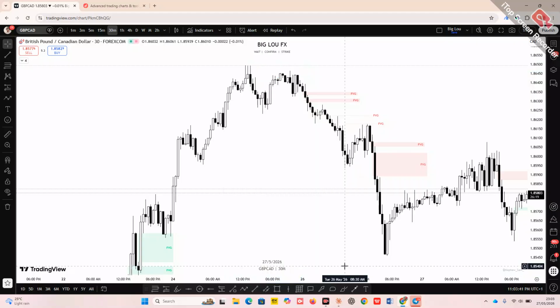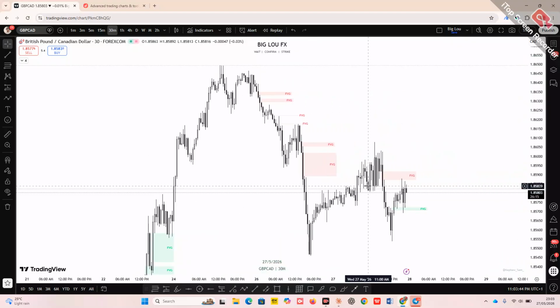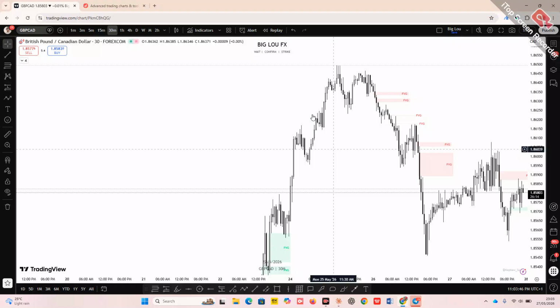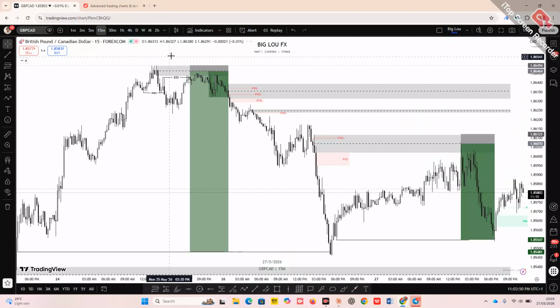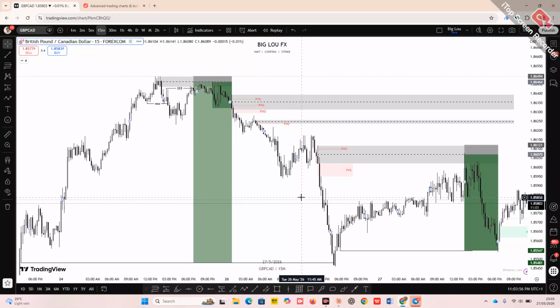So you can do that. Go to your visibility. Sorry, 30 minutes. I don't have much I drew on the 30 minutes. That's why you're not seeing anything here. But on the 15 minutes, you see my setup is there. So I don't clear my setups. I don't clear them. I use them to know what the market has done.